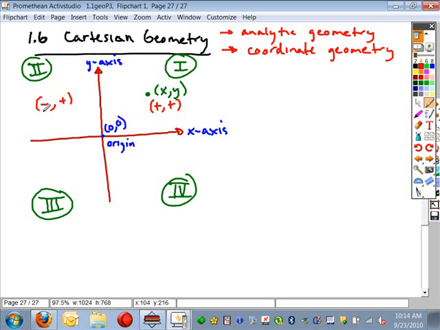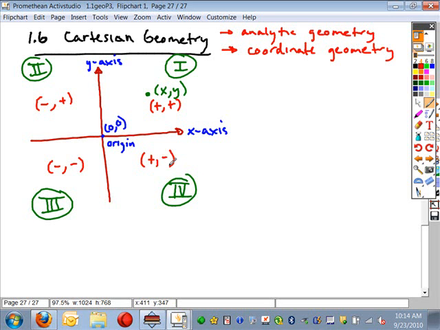Again, general tendency-wise, in quadrant 3, x's are negative, y's are below the origin, negative. And finally, in quadrant 4, x's are positive to the right of the origin, y's are negative below. And so it's helpful to know these tendencies.